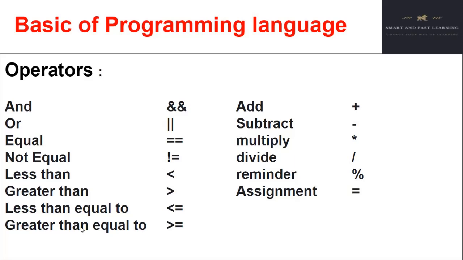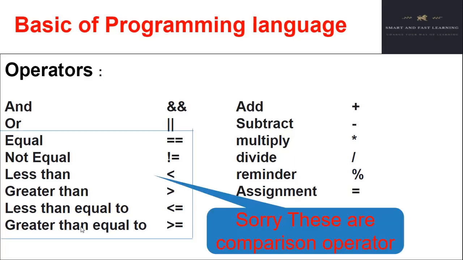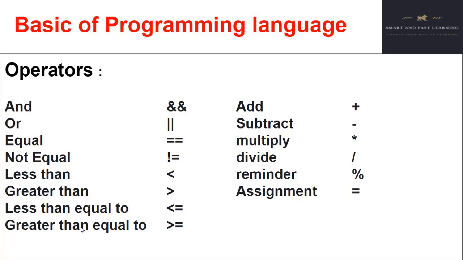Equal, not equal, less than or equal to, and greater than or equal to. These are the comparison operators. These operators are used to compare values. So if I use x == y, then I am checking whether x is equal to y or not. If x is equal to y, then x == y gives us true. If not, then x == y gives us false.